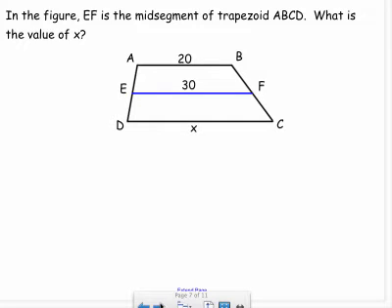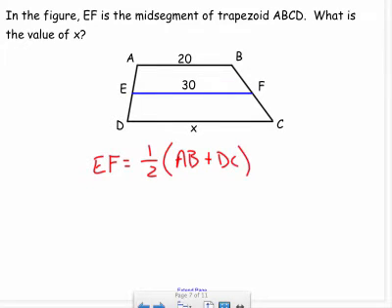In the figure, EF is the midsegment of the trapezoid ABCD. What is the value of X? Okay, let's first do this mathematically. I know that EF is half of the two bases added together, the two parallel lines, so AB plus DC. So it's really 30 equals 1/2 times 20 plus X.